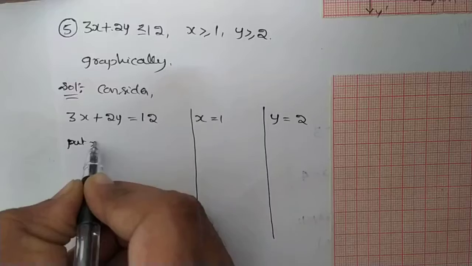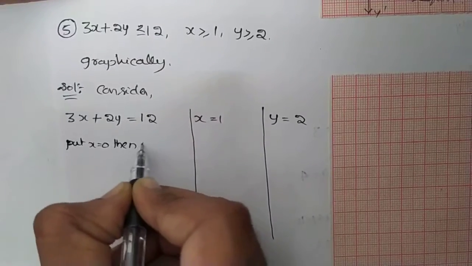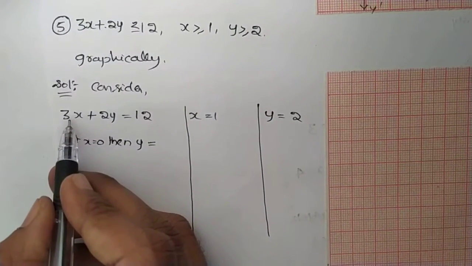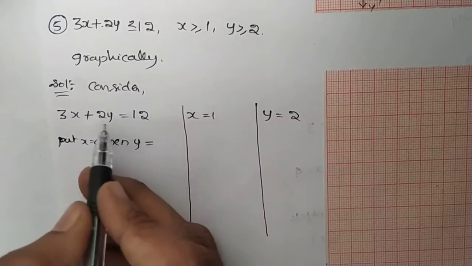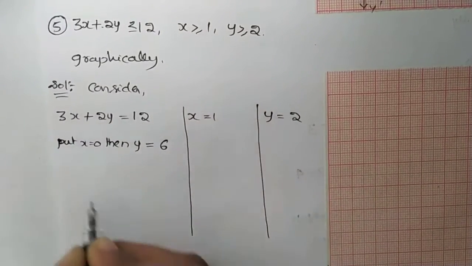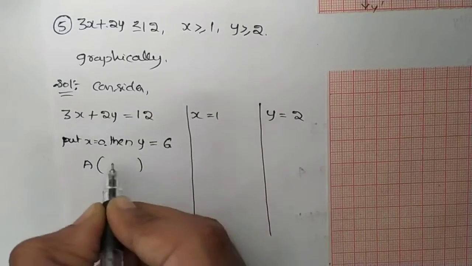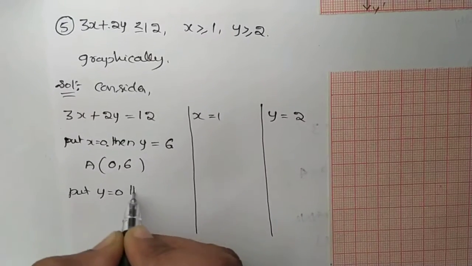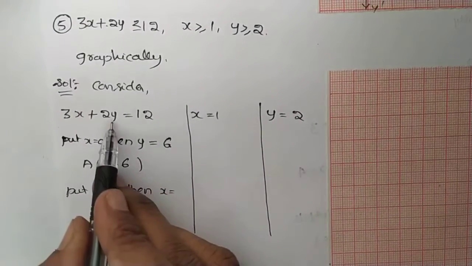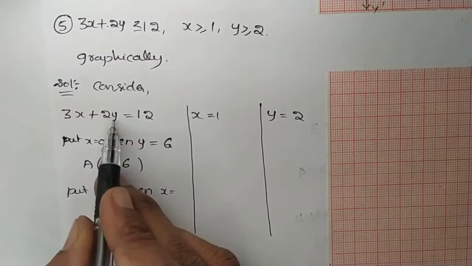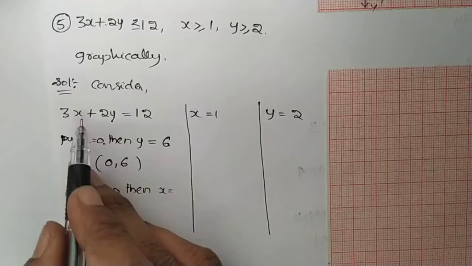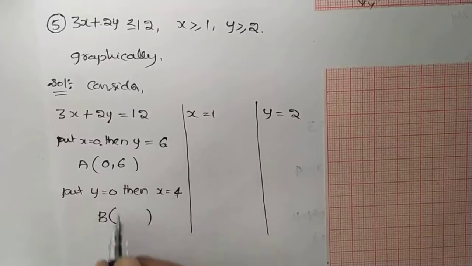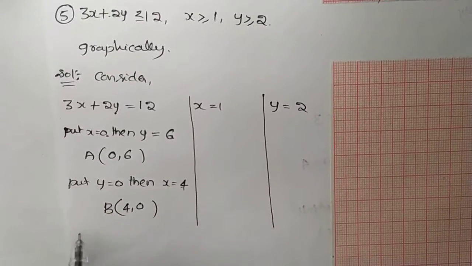What is the second step? Put x equals to 0, then y equals to what? If we put 0 in place of x, then 3 into 0 is 0, 0 plus 2y equals to 12, 2y equals to 12, y equals to 6. The point A will be 0, 6. Next, put y equals to 0, then x equals to what? If we put 0 in place of y, then 3x equals to 12, x equals to 4. Therefore, the point B will be 4, 0.